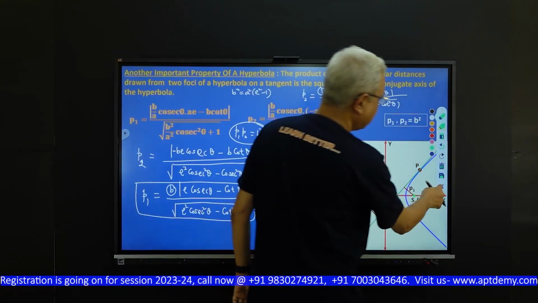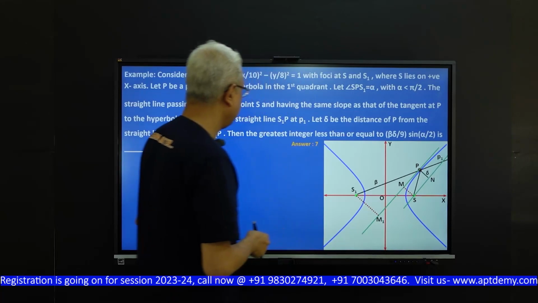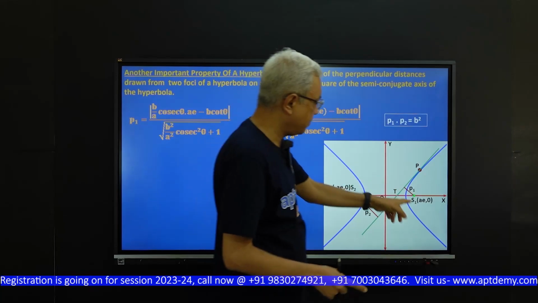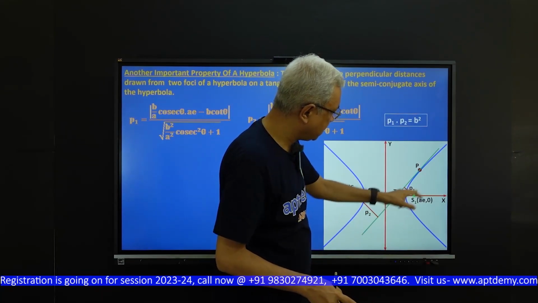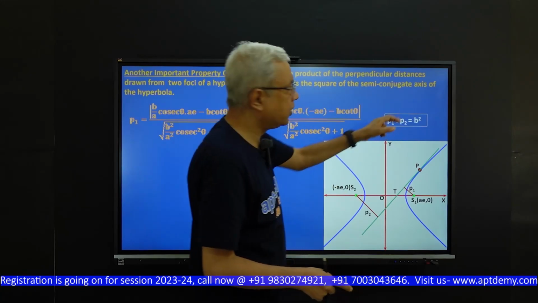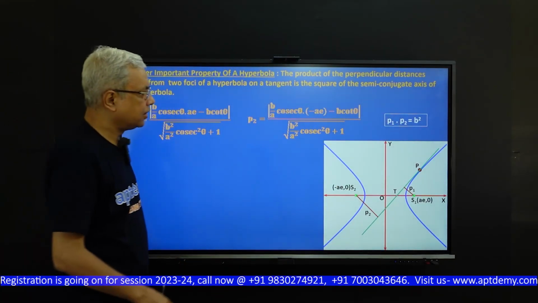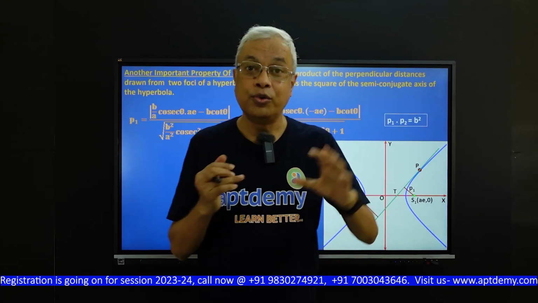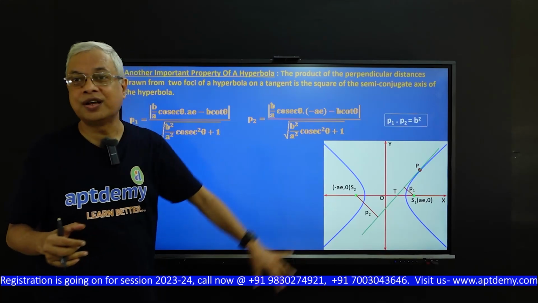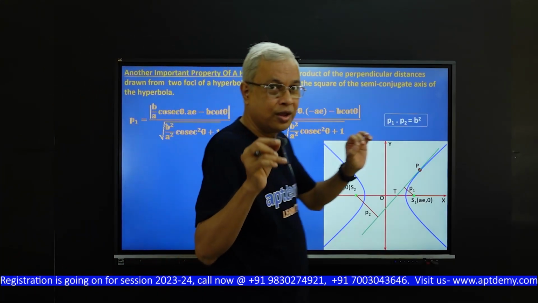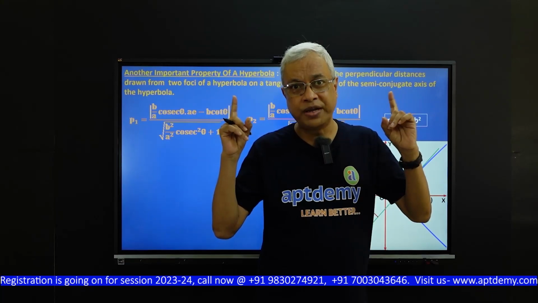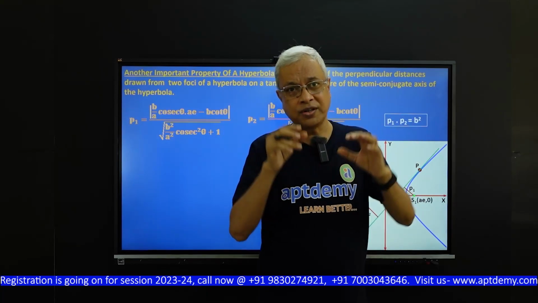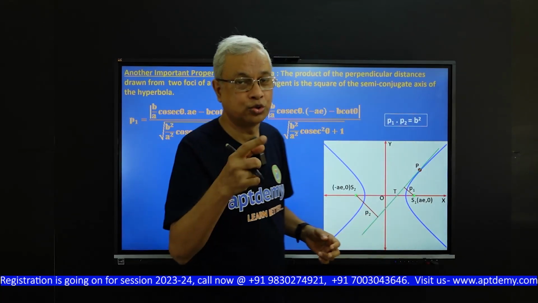So what have we learnt? We have learnt the product of perpendicular distances drawn from the foci on a tangent is equal to b square. Now we are equipped with two very important properties of hyperbola. We will see how these properties are useful in solving our problem. So far we have considered only two major properties of hyperbola which you are supposed to know, and we have learned not only the properties, we have learned how to prove those two properties.